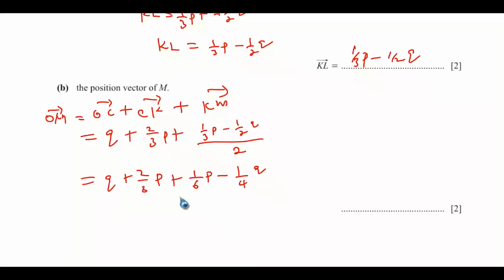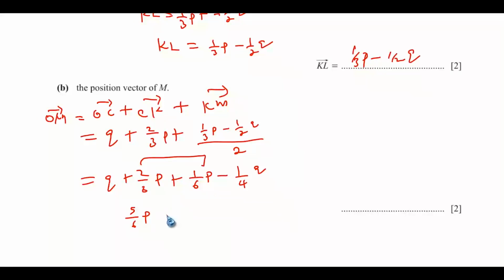Okay, so if you simplify this, 2/3P add 1/6P, so that will give you 5/6P. Final answer will be 5/6P. Okay, so you can input this into your calculator. You can just say 2/3 plus 1/6, so that will give you 5/6, and that is very obvious.